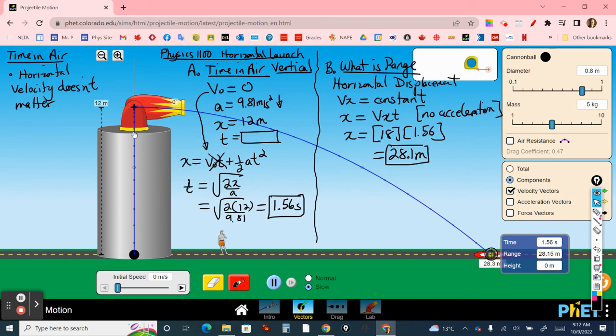So, a few key points. Horizontal velocity does not affect the amount of time that the projectile is in the air. It doesn't matter if it's dropped or fired sideways, you can calculate the time in the air by assuming that the v0 is 0. And then for the range, just use your horizontal velocity and multiply by the time in the air.